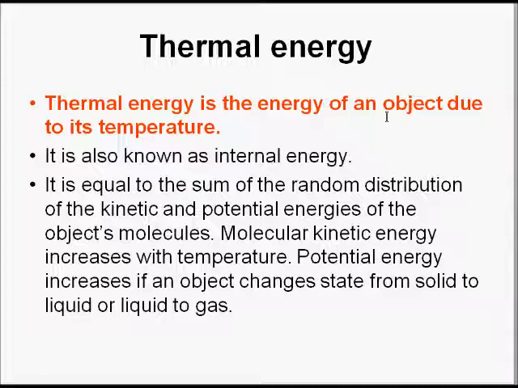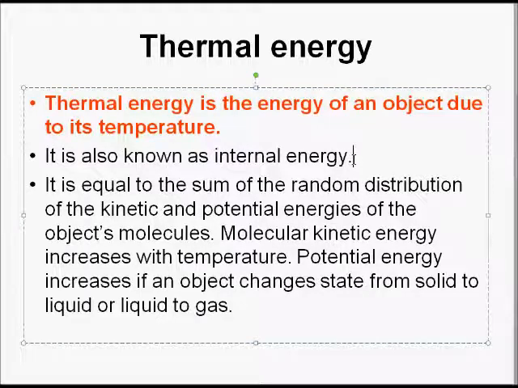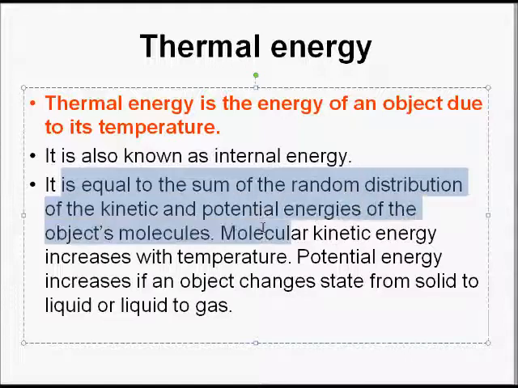Thermal energy is the energy of an object due to its temperature. So it is equal to the sum of the random distribution of the kinetic and potential energies of the object's molecules. So if our objects have got lots and lots of energy, that manifests itself as that object appearing to be hot.